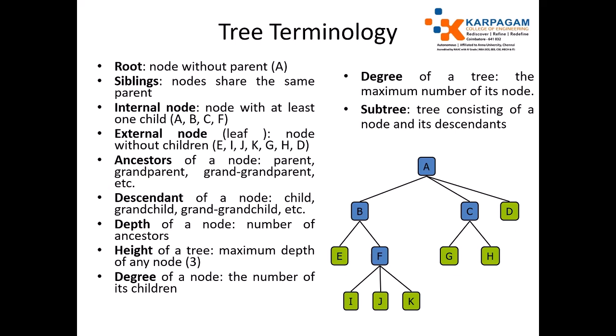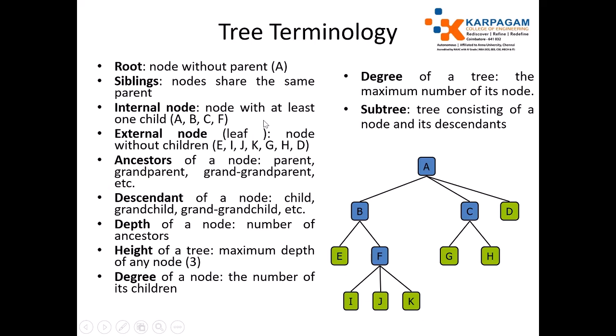Since the tree forms a hierarchical relationship, it is also called a parental relationship. If your tree has a node without any parent, that will be called the root node. And the nodes that share the same parent will be called siblings. Here the siblings for B are C and D.